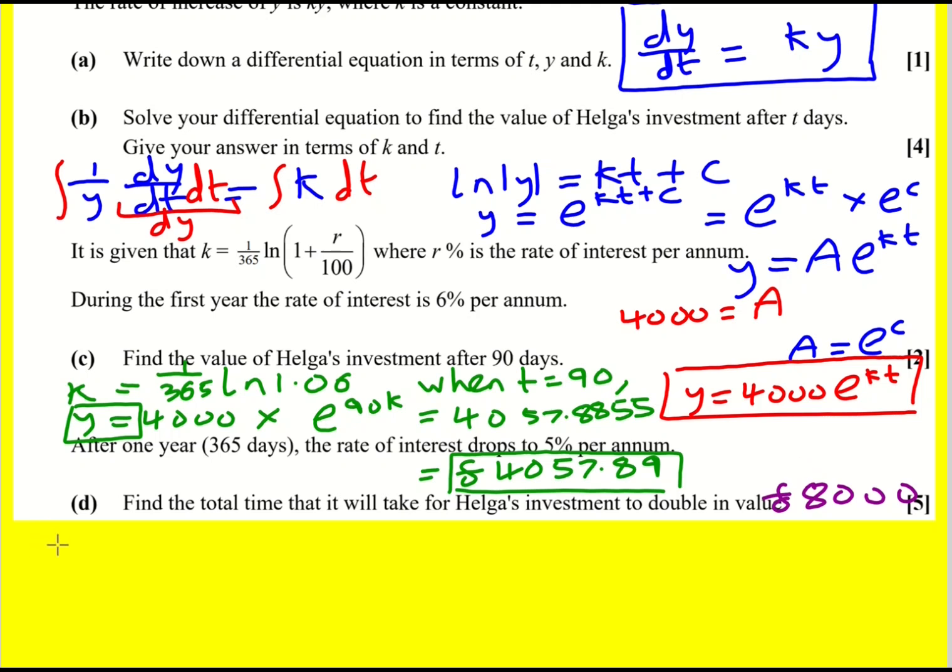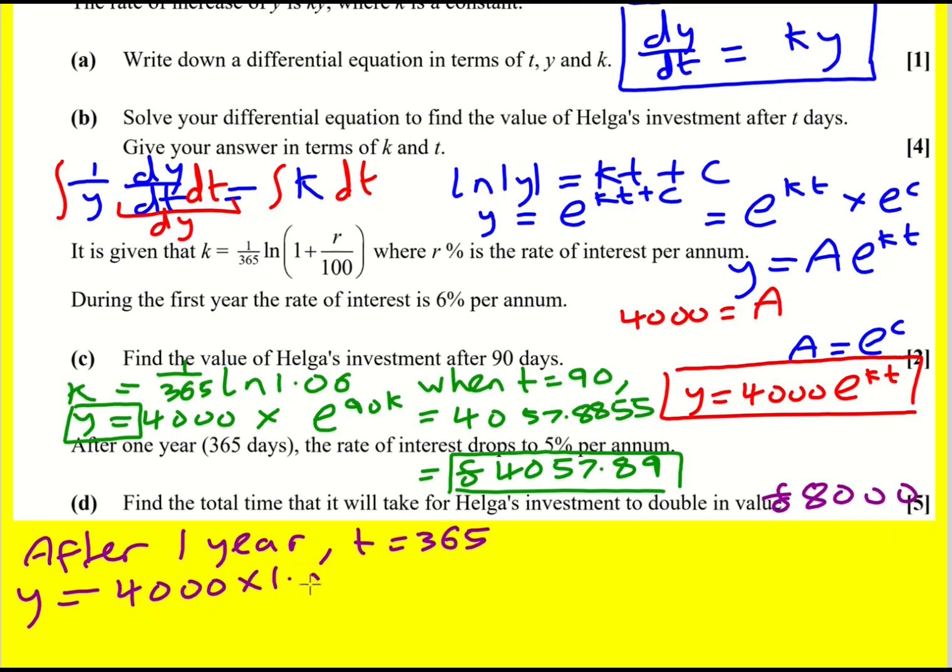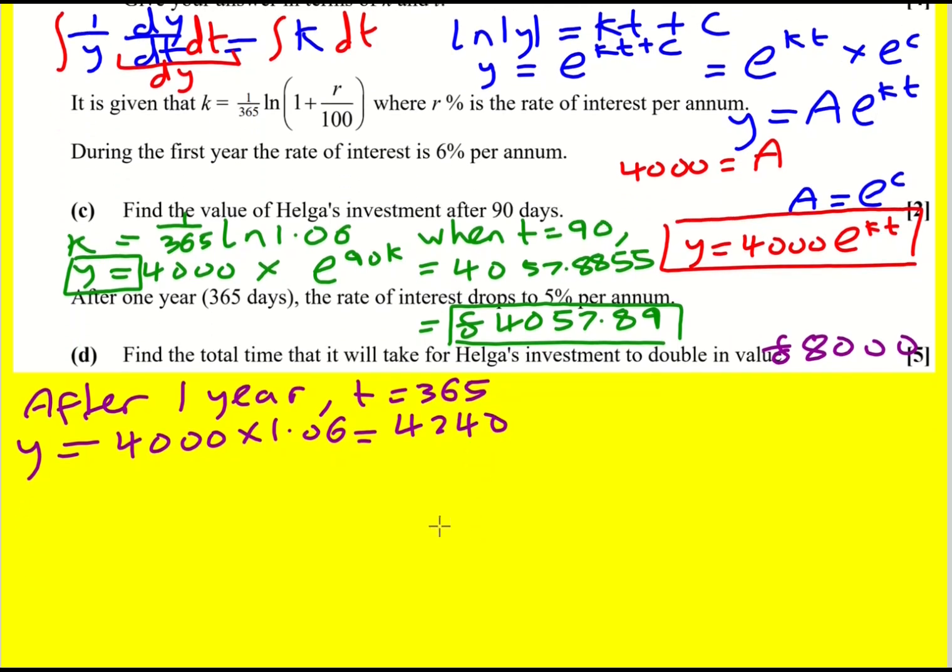So I first of all looked at how much Helga would have after 365 days. Now, t equals 365. So if we sub that in, you'll do k times 365, which is just ln 1.06. And if you do e to the power of that, you actually just get 1.06. It becomes the multiplier by itself, 4,000 times 1.06. And this is 4240. That's how much Helga will have after 1 year.